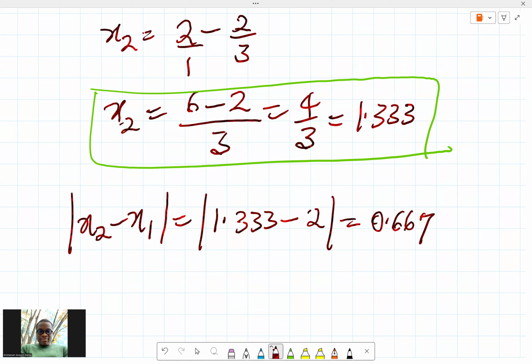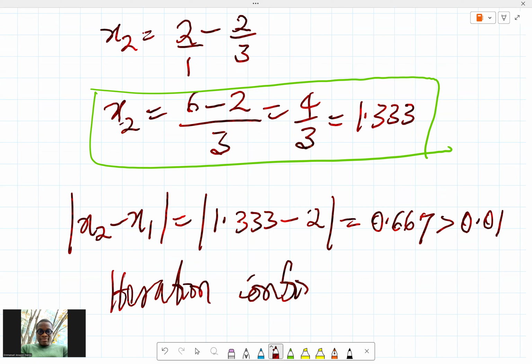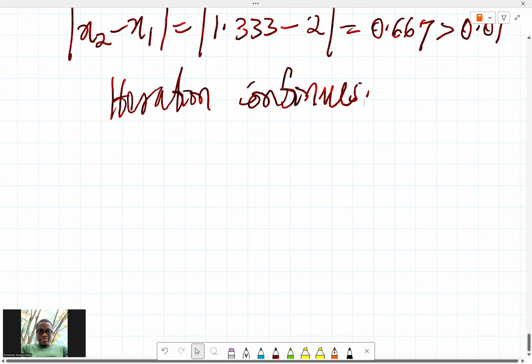And now here we are going to have the absolute value of minus 0.667. But because we don't care about the minus, this is 0.667. So this is greater than the epsilon. This is greater than 0.01. So what do we do? Iteration continues, because until this absolute value is less than the stopping criterion, iteration has to continue. So we move on to the next iteration.